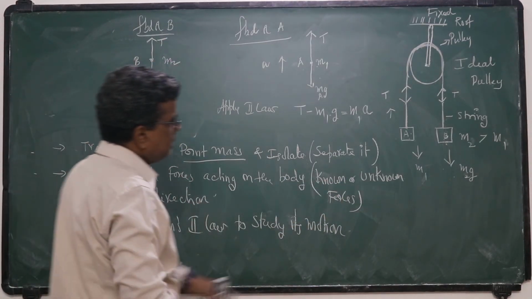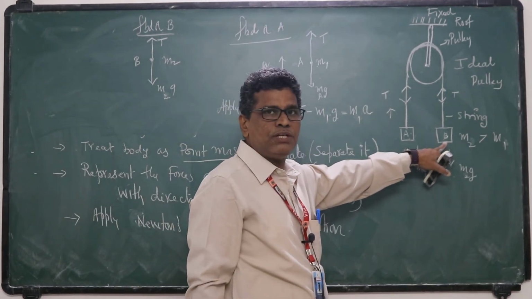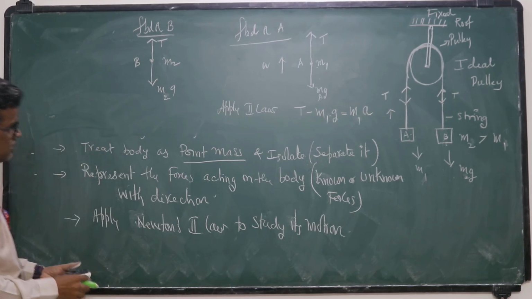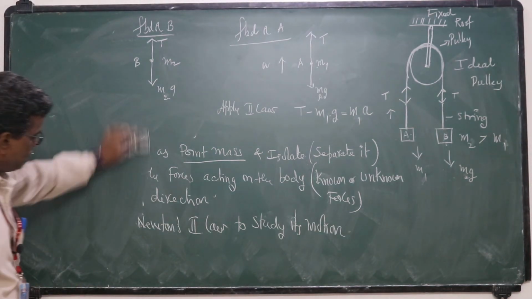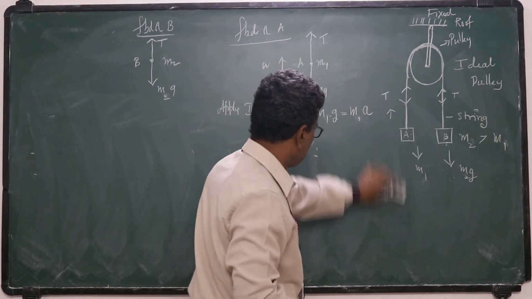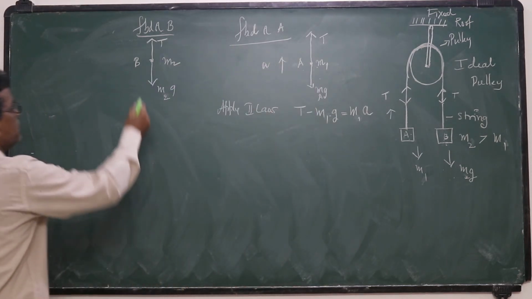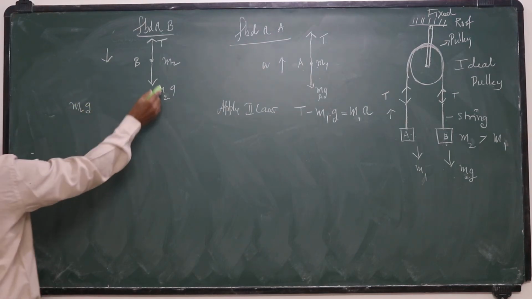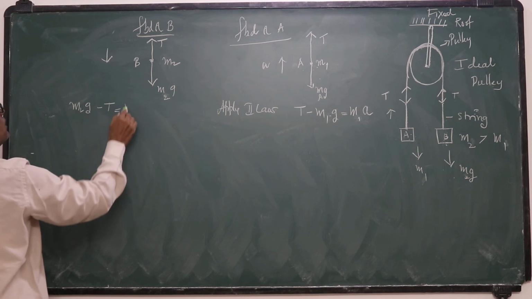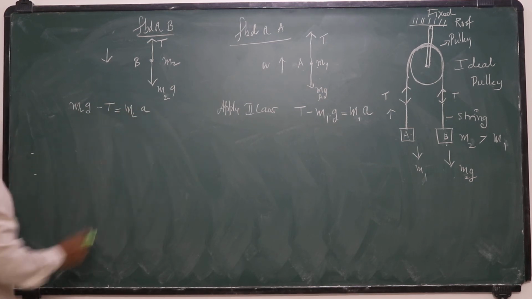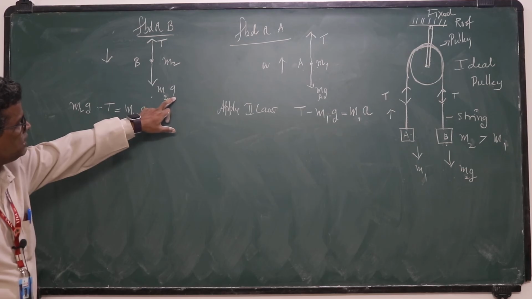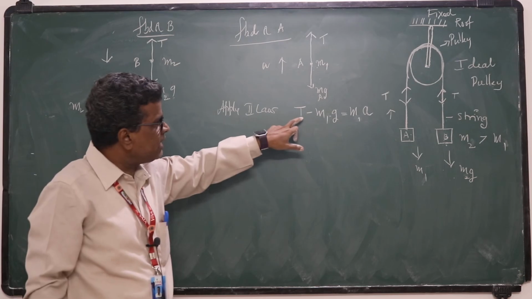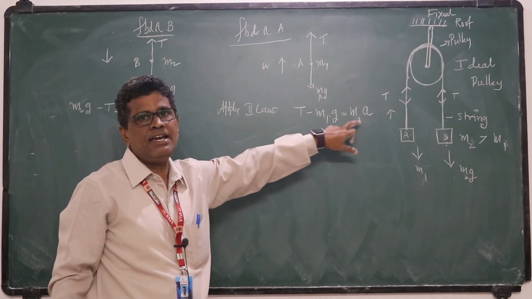Now ultimately the block moves in which direction? Down. So write the equations of motion. I represent this as the FBD of this. Now write the equations of motion for this. What is the equation of motion here? M2g minus T is equal to M2a. Why have I written M2g minus T here? Why have I written T minus M1g is equal to M1a here?